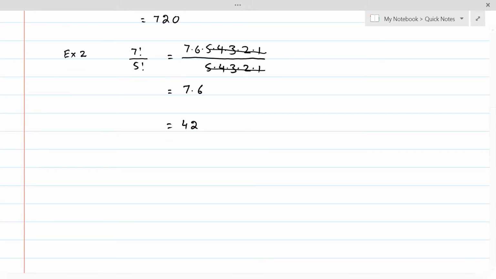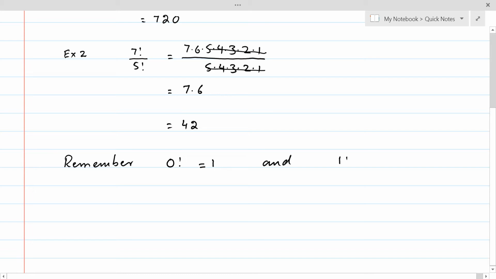Remember that 0 factorial is equal to 1. 0 factorial is always equal to 1, as well as 1 factorial is also equal to 1. So these are the two assumptions that you should remember.